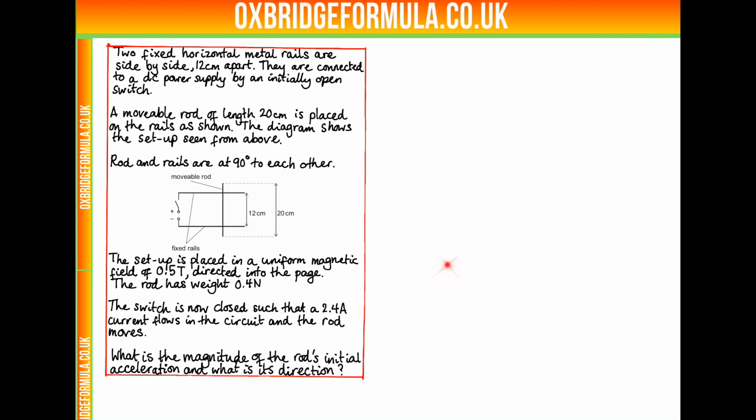So given the context of the question, with the magnetic field, a current and some lengths given, the automatic response should be F equals B I L. So this is the force on the rod. Using Newton's second law, we know this should be equal to the mass times the acceleration. So that's how we can get the acceleration from this force.